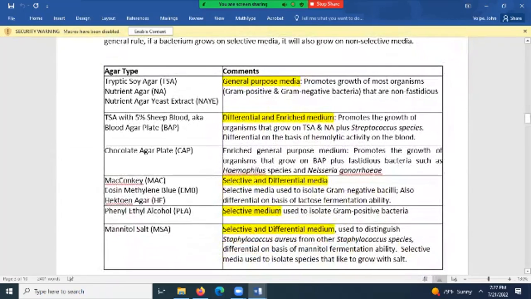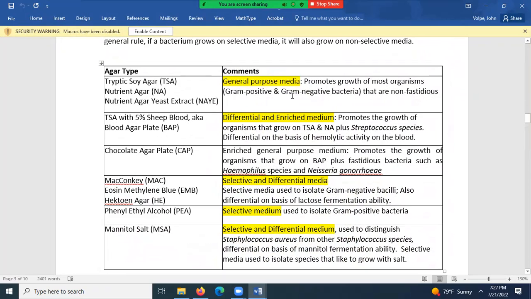All right, this table shows you the different types of general purpose media, and then some comments about the general purpose media. Both gram-positive and gram-negative bacteria grow if they're non-fastidious. An enriched media plate, and this can also be differential because we're only talking really about blood agar, which is both differential and enriched. It promotes the growth of organisms like Streptococcus pyogenes. It's differential on the basis of the hemolytic activity of the blood.